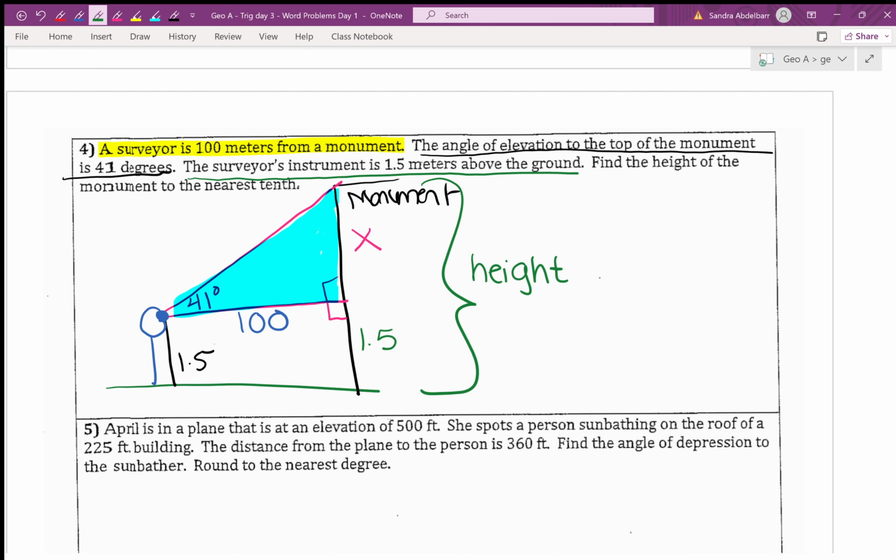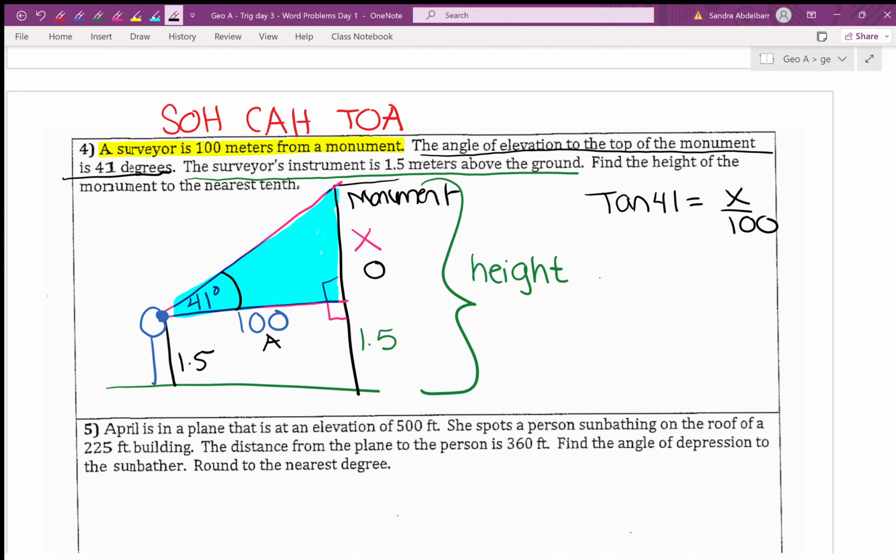All right, so now we need to find x, and then once we find x, I can add 1.5 to it, and that will be our total answer. So according to SOHCAHTOA, we know everything's in reference to 41. X is opposite, 100 is adjacent. I am using tangent. Tan 41 equals x over 100. Try not to get ahead of me here because I'm going to say something in a minute that's very important. Do we all agree we need to multiply by 100 on both sides? All right, so here we're going to have 100 times the tangent of 41 equals x.